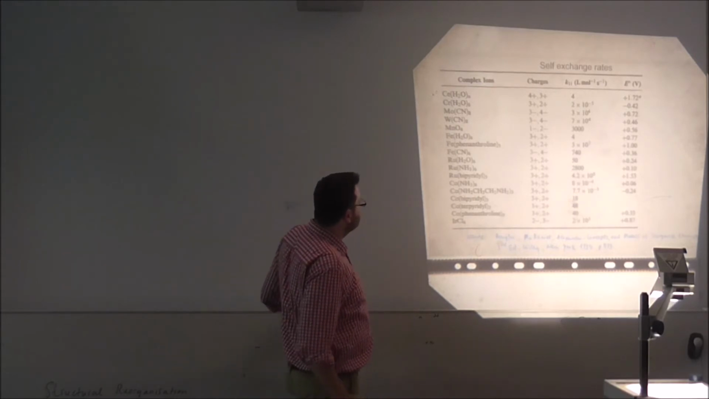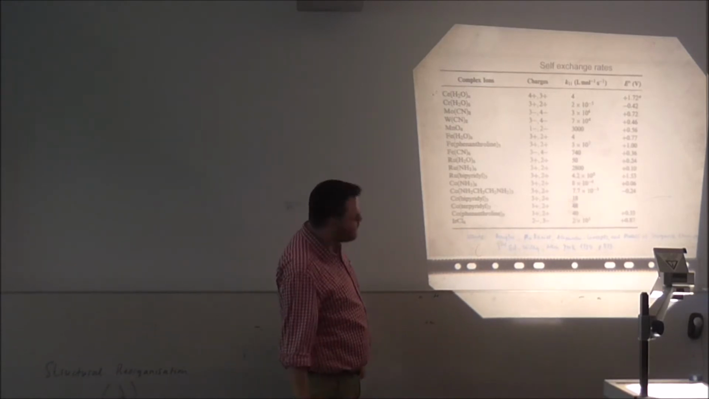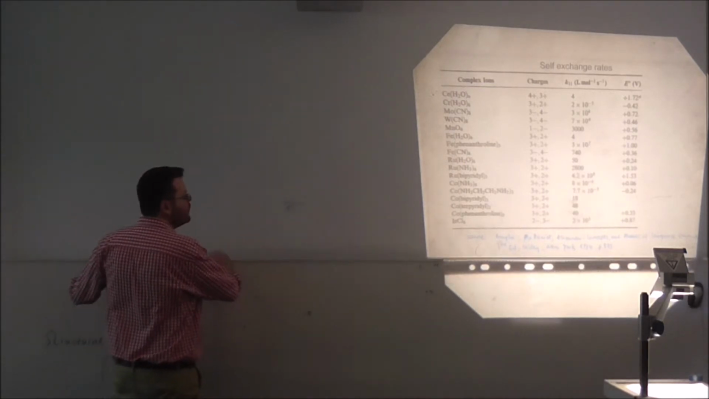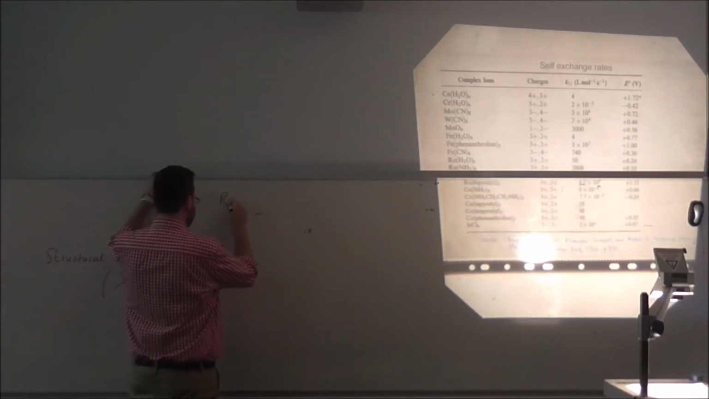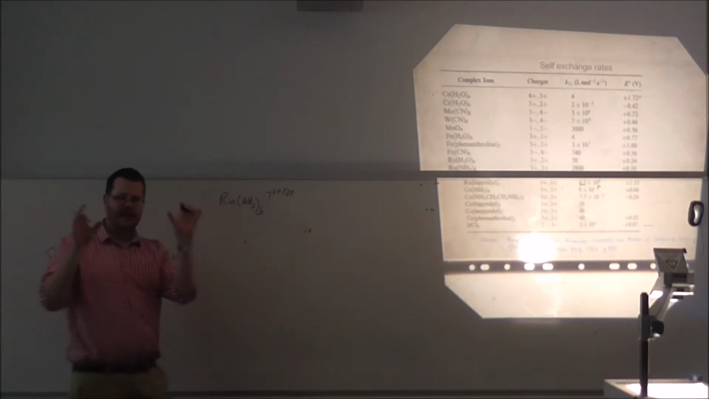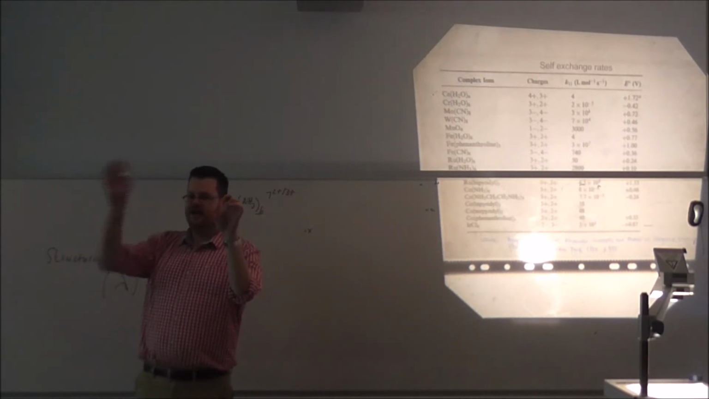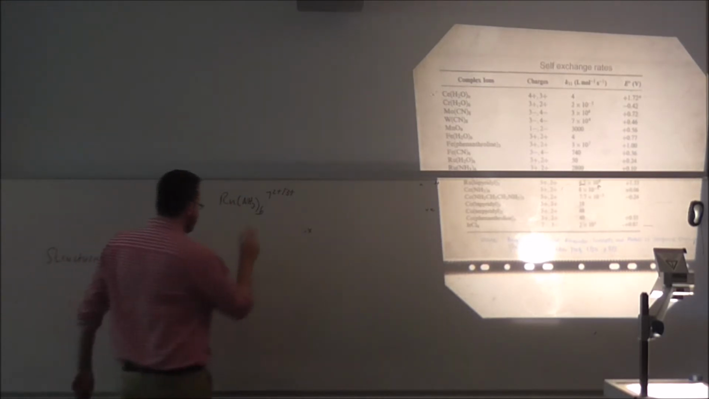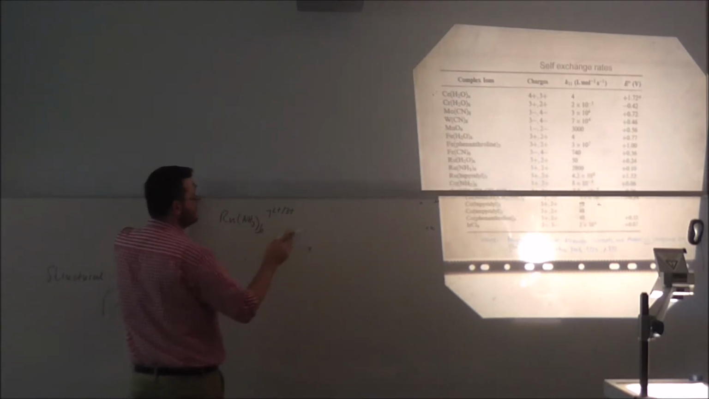Cobalt, ruthenium hexaammine 2 plus. Let's draw that. Ruthenium NH3 6, 2 plus, 3 plus. We're taking the ruthenium hexaammine 2 plus and ruthenium 3 plus, two of them, and they're exchanging an electron. That's why it's called a k11 value, a self-exchange rate constant. All right, so the value associated is 2,800.